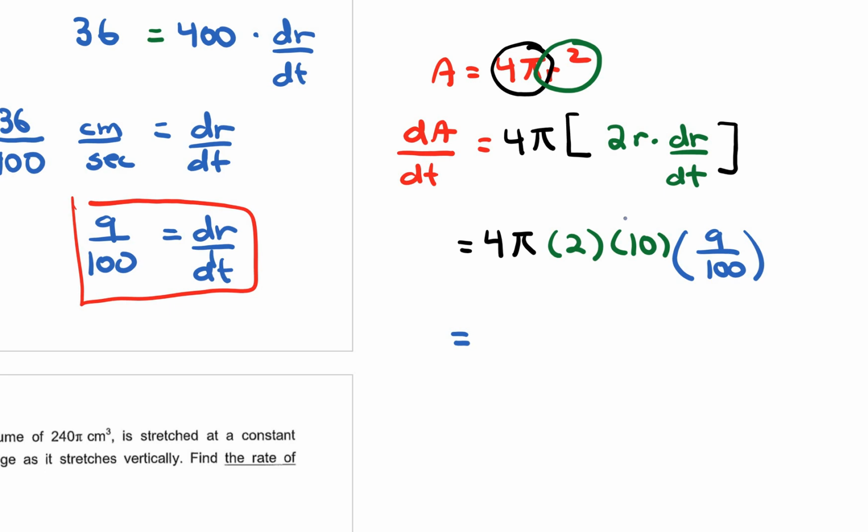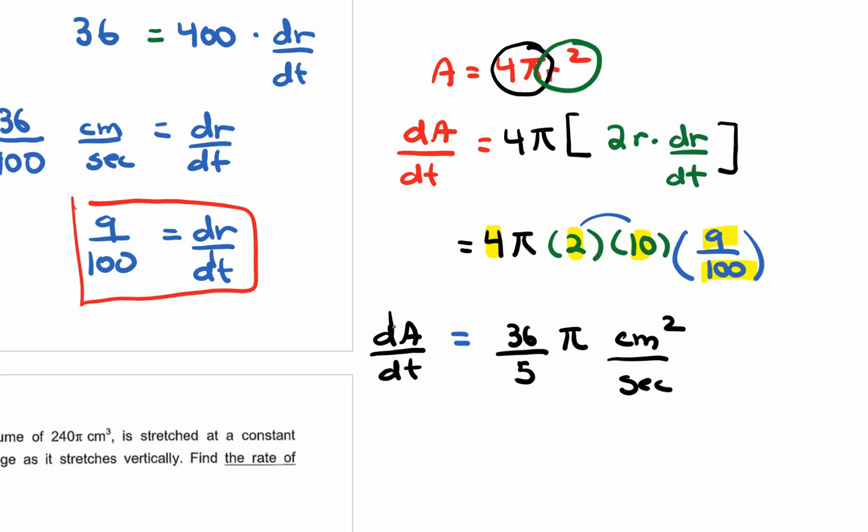2 times 10 is going to be 200. Actually, let's just multiply it all out. So go to your calculator and multiply all that out and divide by 100. And if you do that, you should get 36 over 5 pi. And the units should be centimeters squared per second. And that's going to be dA over dt. Okay, so a little bit of work in terms of getting the 36 over 5, but if you're not sure with that, just use your calculator for this homework question there.